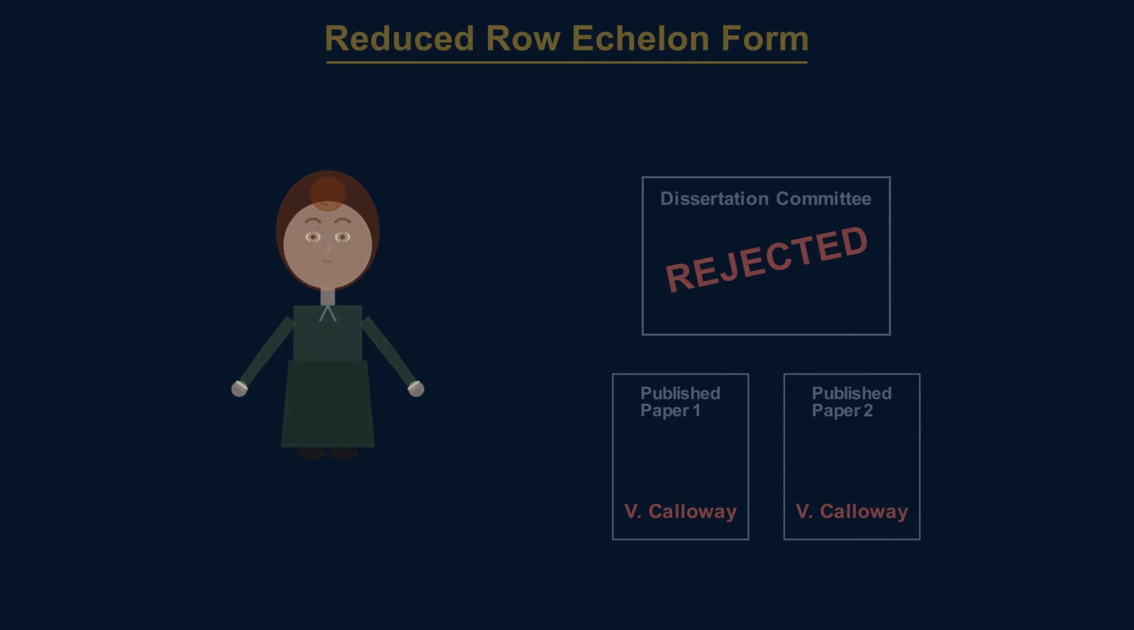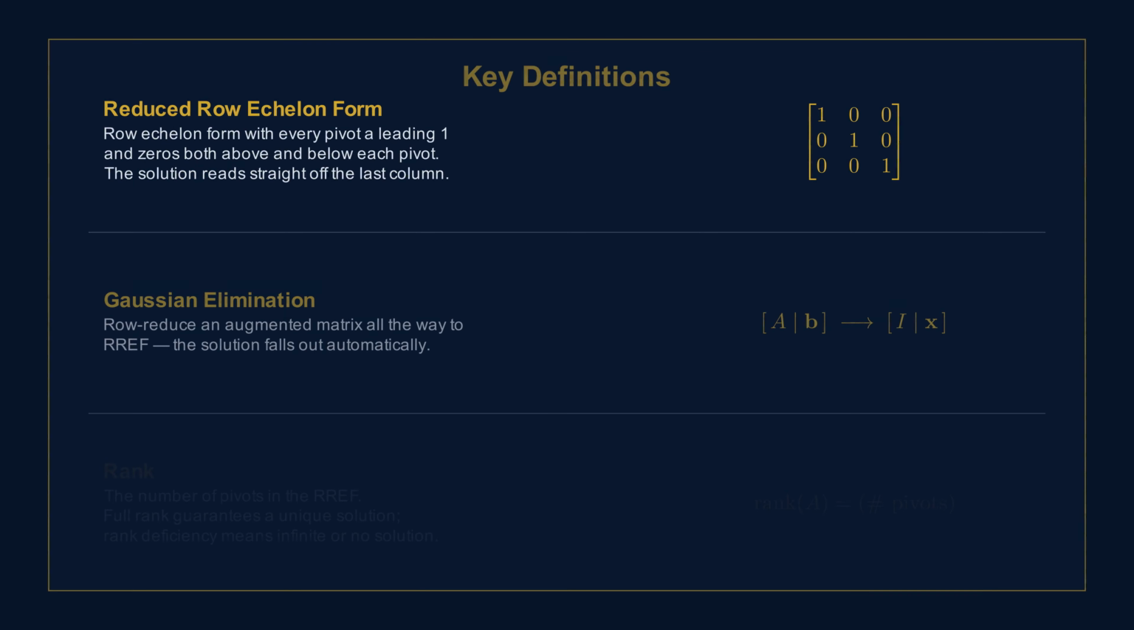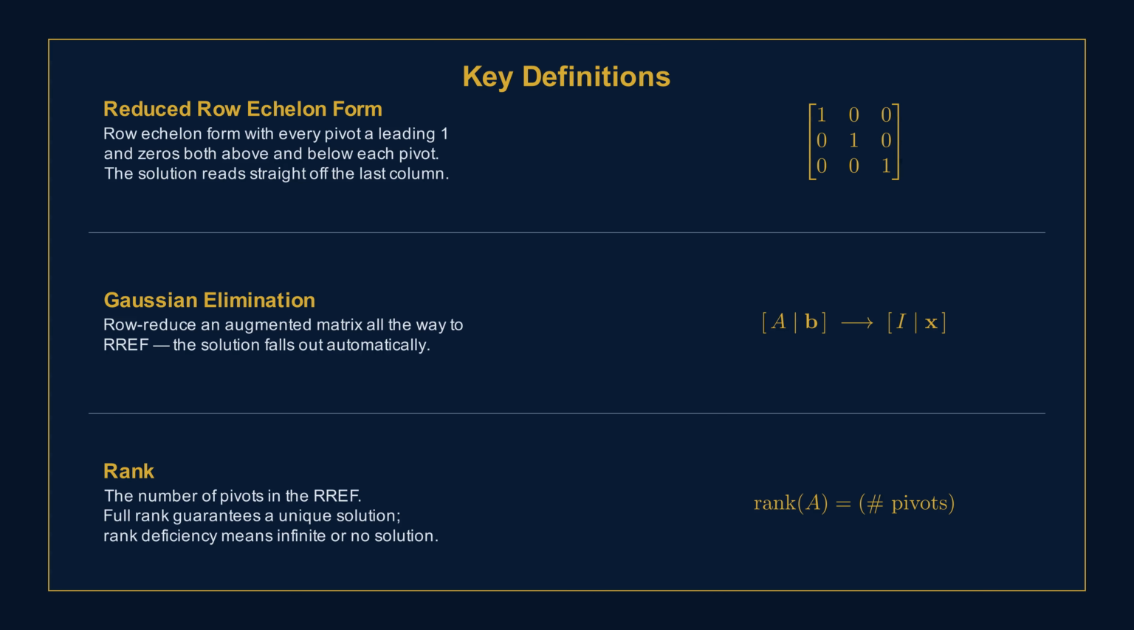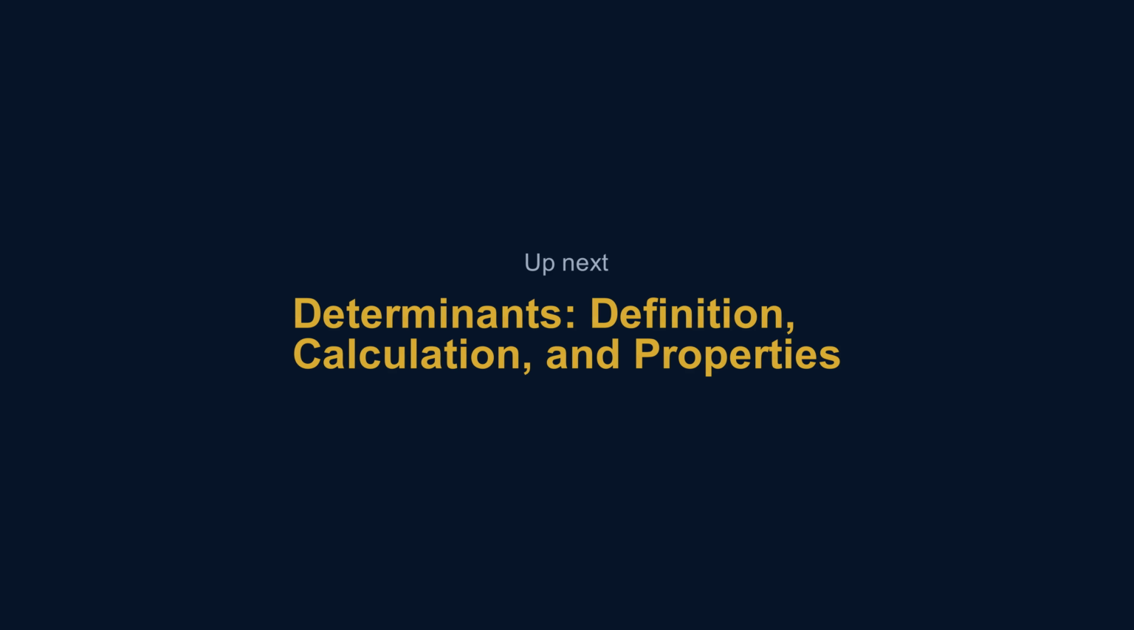So that's reduced row echelon form and Gaussian elimination. We have 3 possible outcomes for any linear system. There could be a unique solution, an infinite family of solutions, or no solution at all. And the rank of the matrix is what tells you which of these 3 you end up in.